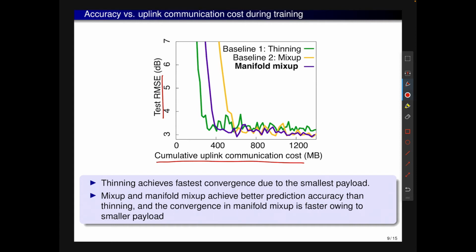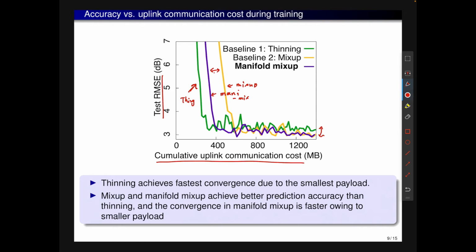two things. This green line is thinning, this is mix-up, and this is manifold mix-up, our proposal. Okay, you can find out two things. First, thinning achieves the fastest convergence due to the smallest payload size. But mix-up and manifold mix-up achieve slightly better prediction accuracy than thinning.